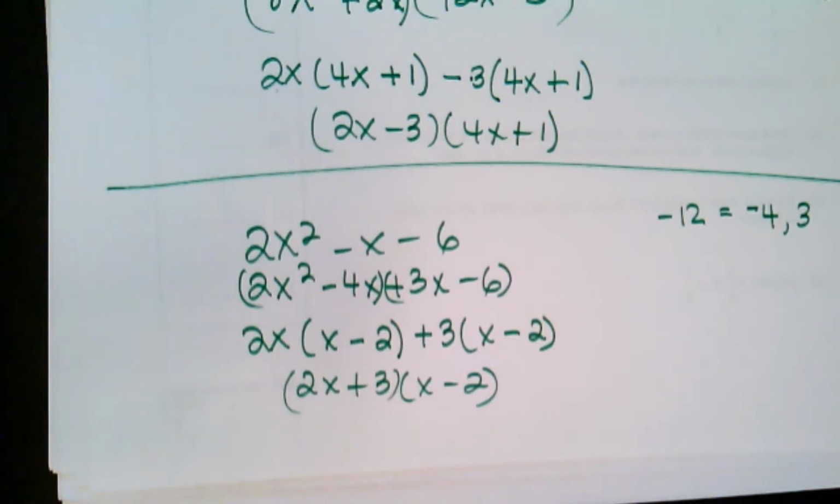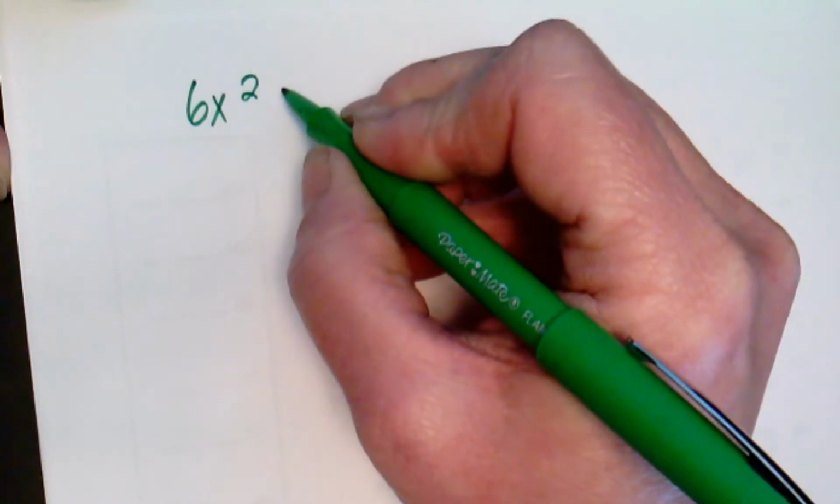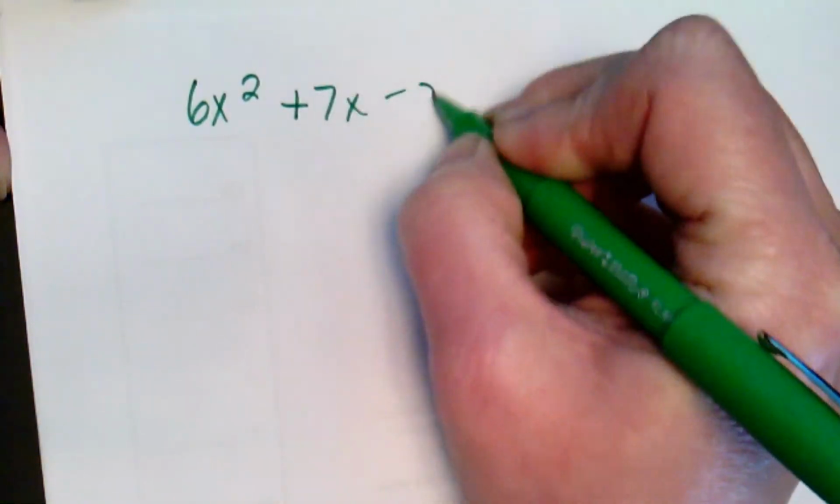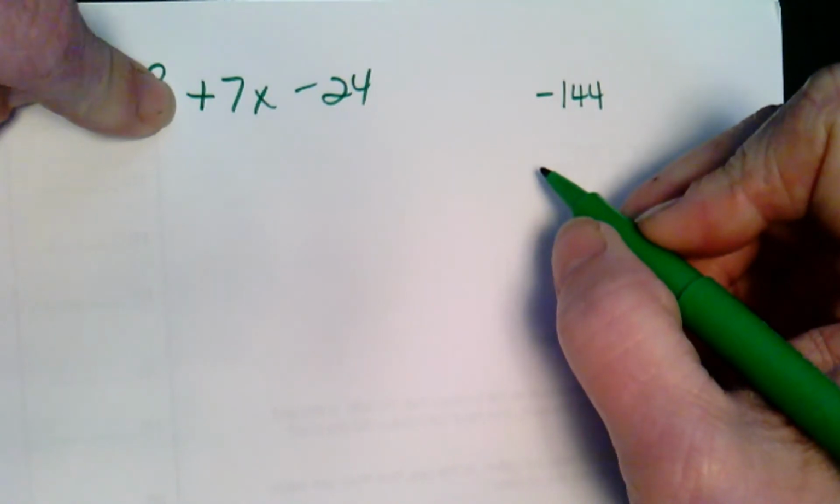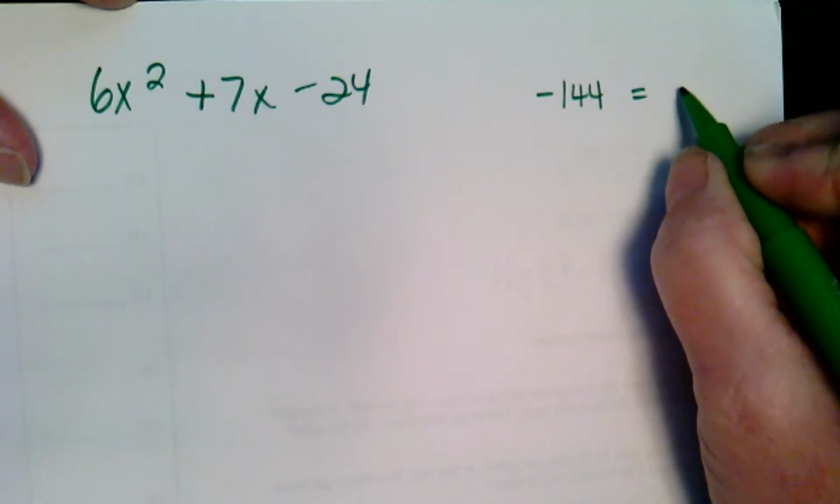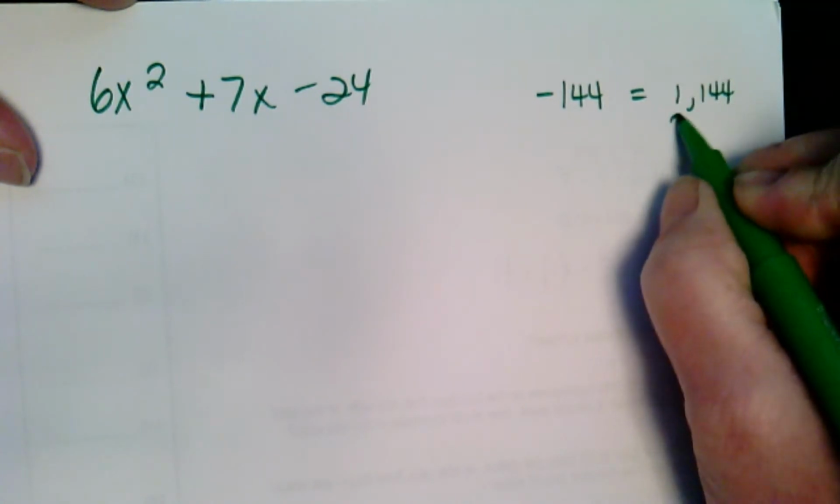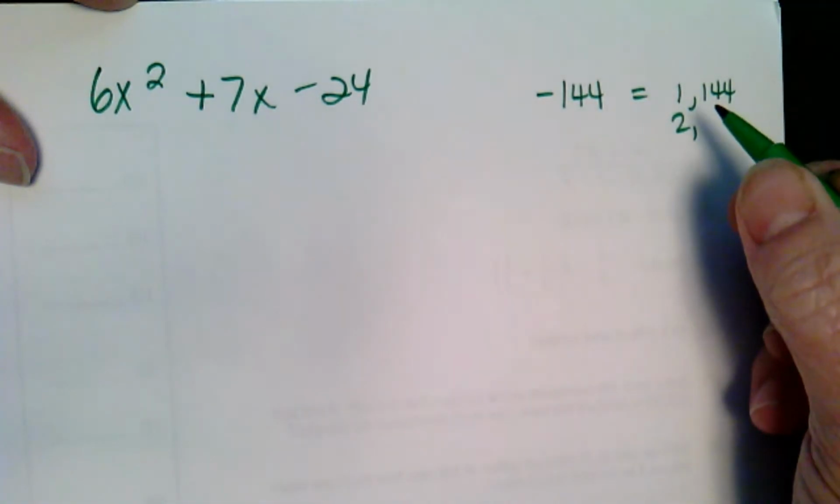Now sometimes you'll get questions that are prime, and we'll kind of look at one of those. Of course, this one is a little bit more difficult because the numbers are large. Alright, so we need to multiply 6 and 24. And I get negative 144, and then they have to add together to give me 7. So I'm going to start with 1 and 144. We'll worry about the negative and positives when we get closer.